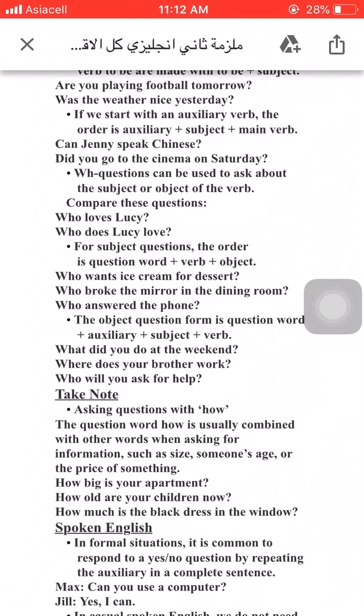Who loves Lucy? Ahmed loves Lucy. Who does Lucy love? Lucy loves Ahmed. So the first question was about the subject and the second question was about the object. The first question asks about subject, the second question asks about object.